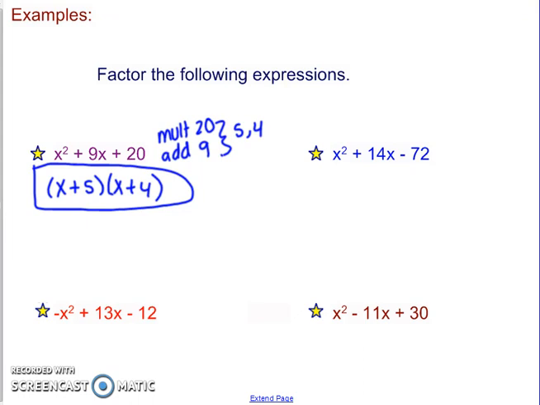So let's look at the next one. So our c term is negative 72. So multiplies to negative 72, adds to positive 14.